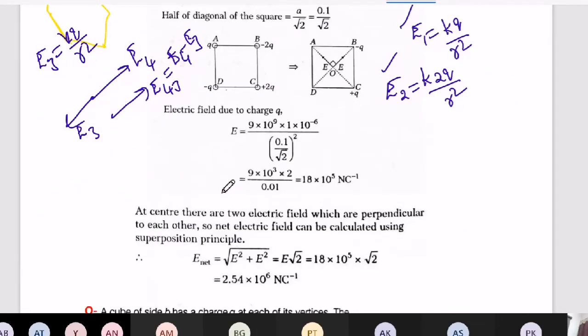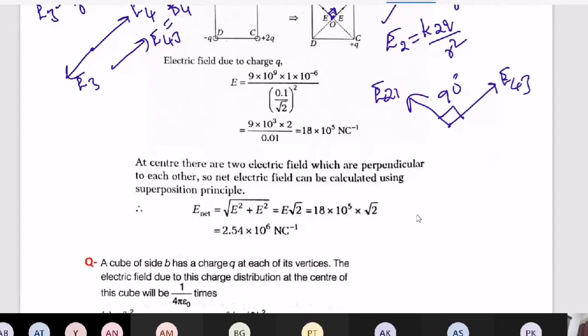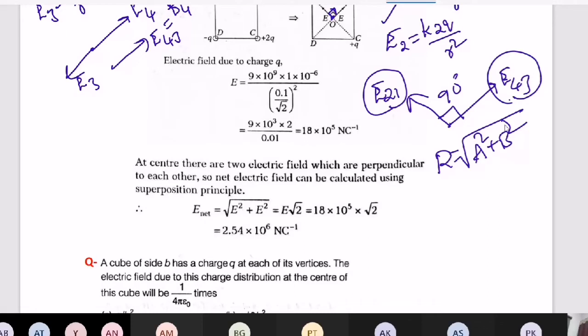Now if you consider the center, see here, one field resultant is E21 and another is E43, and here they are shown like this, where the angle between them is 90 degrees. If two vectors are at 90 degrees to each other, then what is the resultant formula? Under root a square plus b square, where a is E21 and b is E43. Then the resultant electric field will be under root E21 whole square plus E43 whole square.